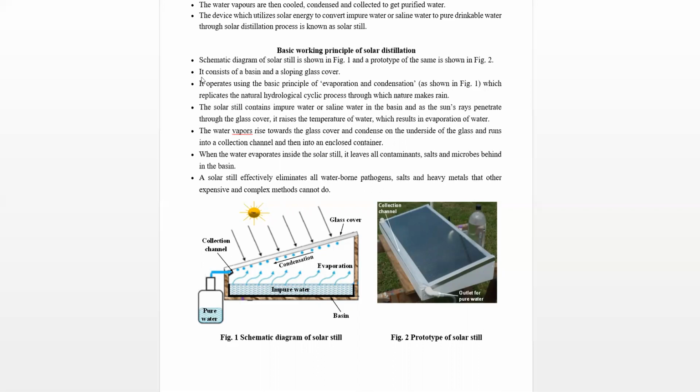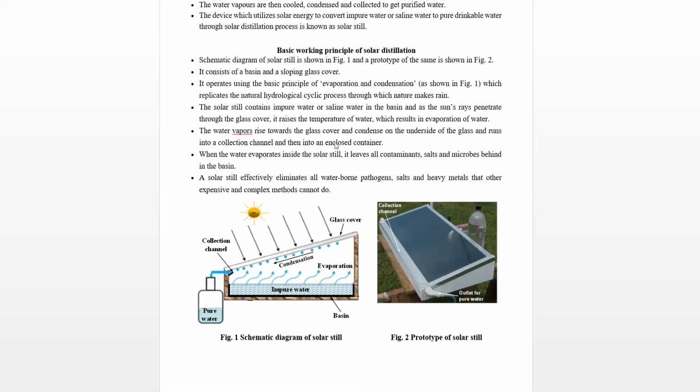Let me come to the second bullet point. It consists of a basin and a sloping glass cover. I already explained it. The third bullet point says it operates using the basic principle of evaporation and condensation, as shown in figure 1, which replicates the natural hydrological cyclic process through which nature makes rain. I hope all of you know the natural hydrological cyclic process. However, I will still explain it in brief.